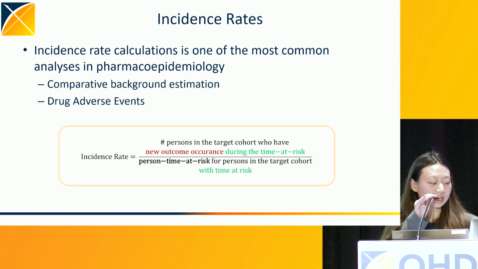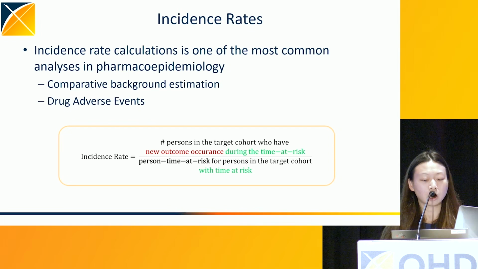This is How Often, which is a project that we worked on all together last year at the symposium. Well, this is one of the projects. So incidence rate calculation is one of the most common analyses in pharmacoepidemiology, whether it is used for comparative background rates for drug adverse events, assessing the potential impact of adverse events, or designing clinical trials. Here I just have the definition, and it's defined as the ratio of the number of cases to the total time at risk for patients in the target cohort.